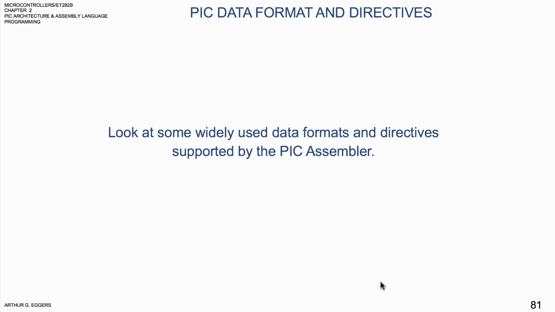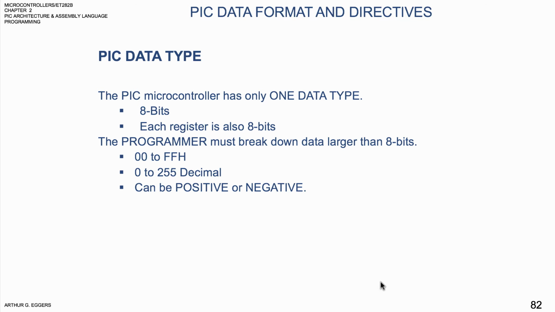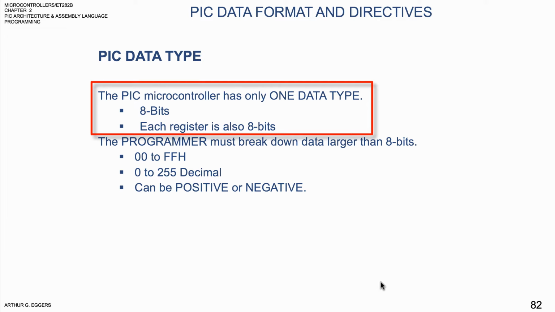So the next section that we look at is the PIC data format and something called directives. In this section, we'll look at widely used data formats and directives supported by the PIC assembler. The PIC microcontroller has only one type of data. Okay, we've said this before. You'll probably hear it again and again. That's 8 bits. And the size of each register is also 8 bits.